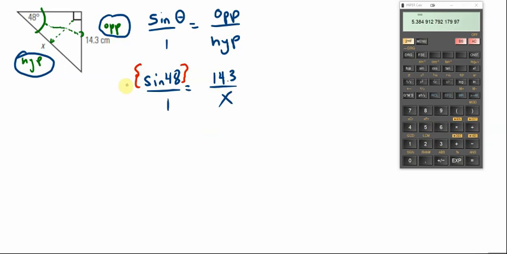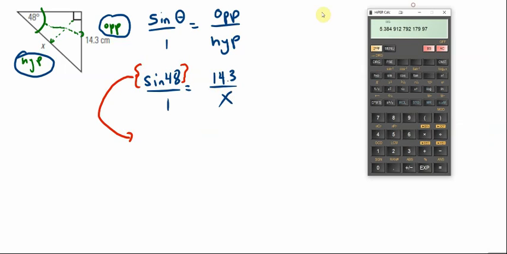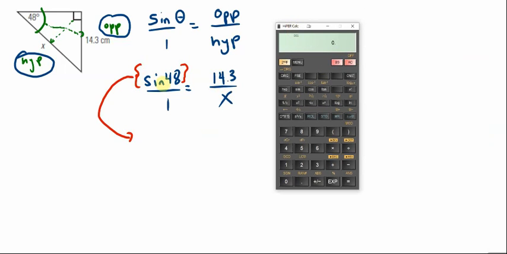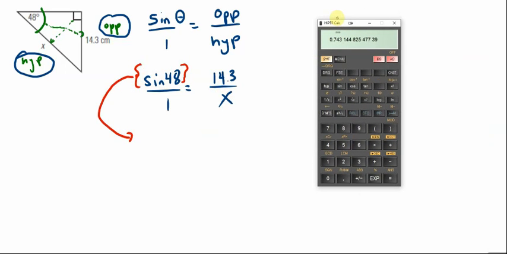Again, this isn't really useful to us, so we need a decimal, or at least the number value that it's approximately. So we type out the number. Let me clear my screen. 48. And then take the sine, which is about 0.7431.